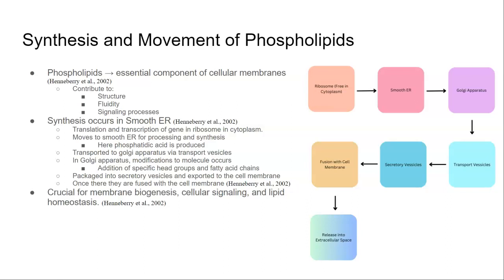Here, they undergo further modifications, specifically the addition of specific head groups and fatty acid chains. Once modified, the now complete phospholipids are packaged into secretory vesicles. Finally, the phospholipids are moved to the cell membrane for fusion. This fusion allows for phospholipids to be released into the extracellular space. This is a crucial process for maintaining lipid homeostasis, cellular signaling, and membrane biogenesis.